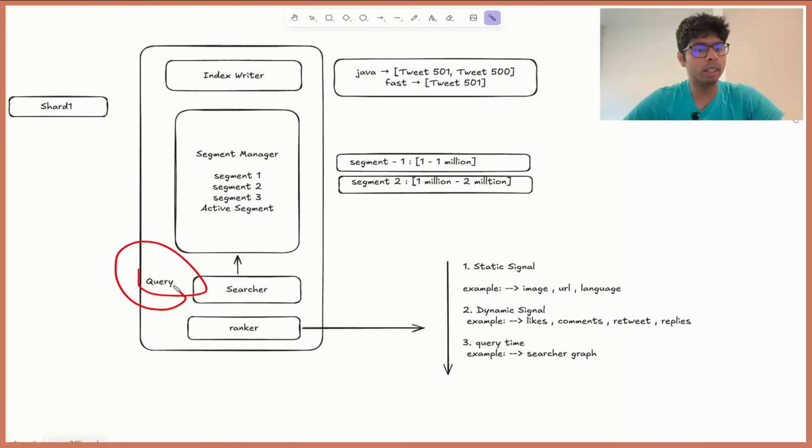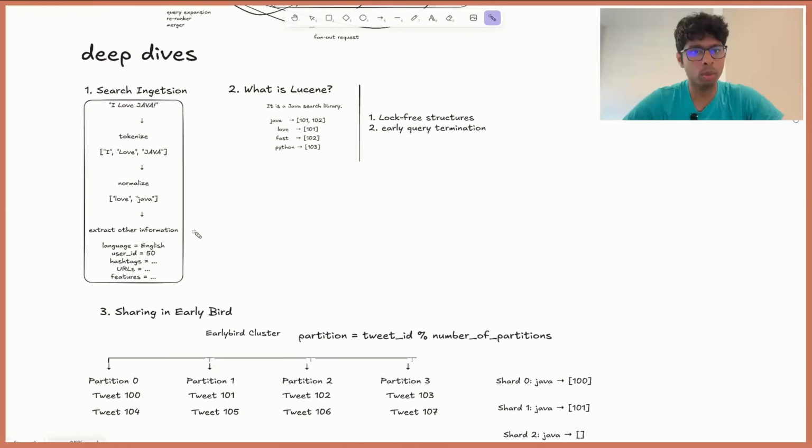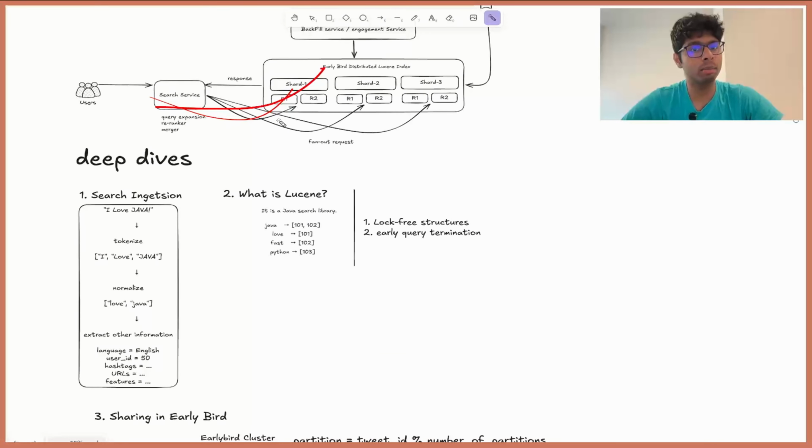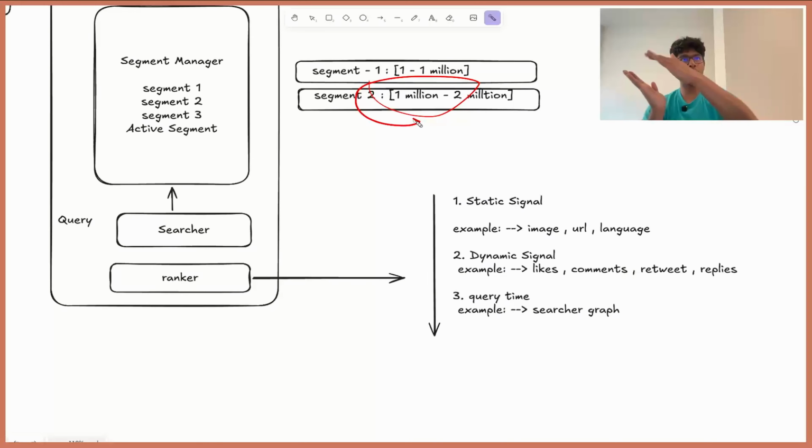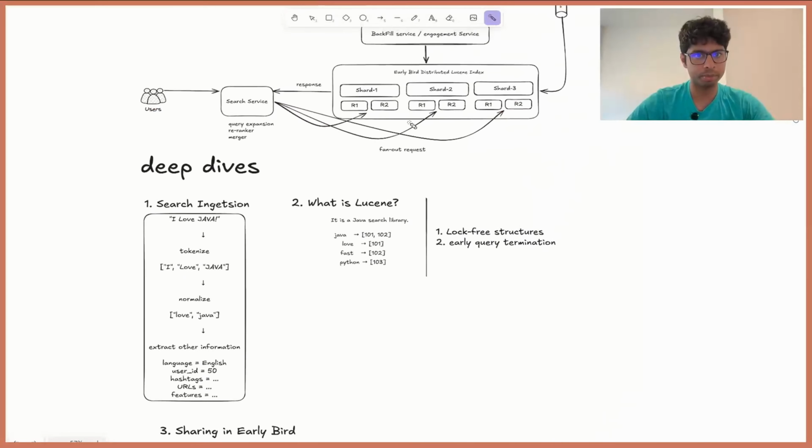Now there is going to be a query. Whenever a user sends a search query, it will come to the searcher, and the searcher will also do a fan out between these segments. It is going to return the same thing: Java between 1 and 1 million, Java between 1 million and 2 million, and so on. It is going to give you some lists, merge them, and return them to the search service. So there is one fan out on request here, and there is also a fan out on request happening internally between the segments in this shard.